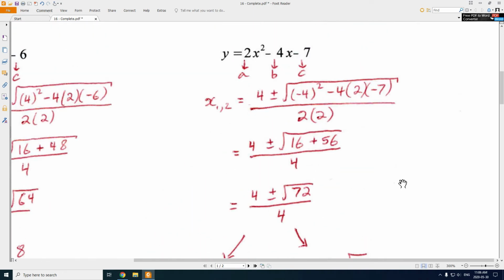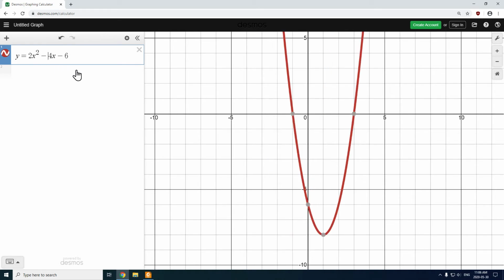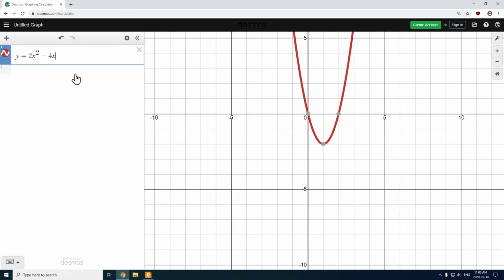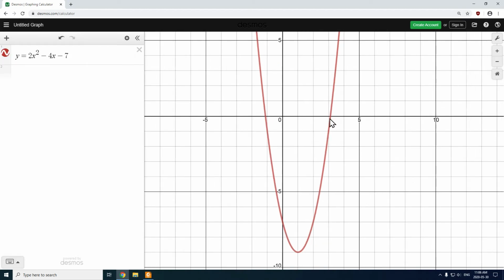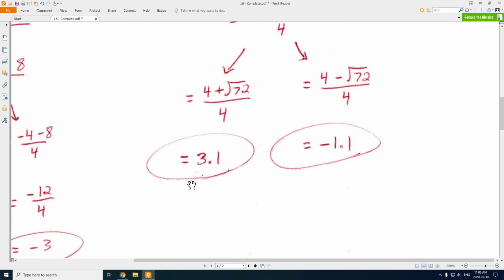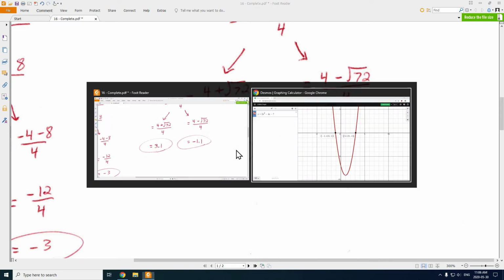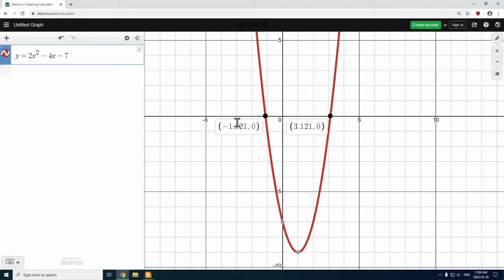And we could check this one on Desmos as well. So 2x squared minus 4x minus 7. And that gives us back x-intercepts of 3.1 and negative 1.1. Now you'll notice I rounded this answer off, right? If you kept square root 72, if you kept a bunch of decimals, you would have had more decimal places here. I just rounded off for my answer. So this also allows you to solve ones that don't have exact answers, right?